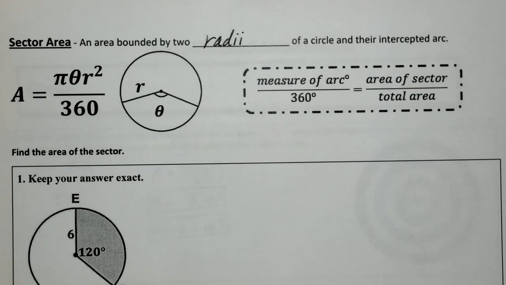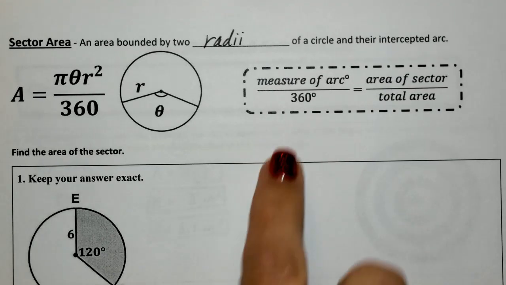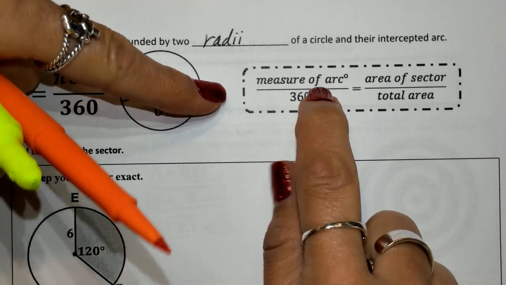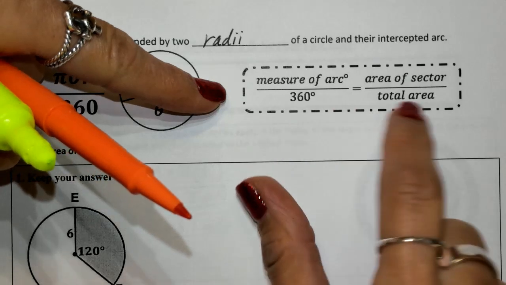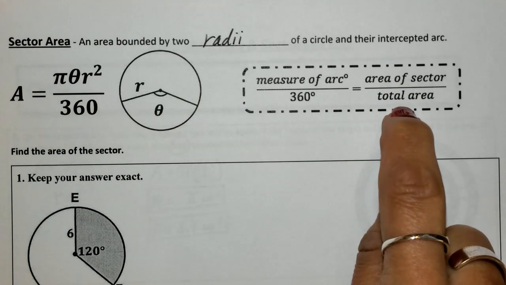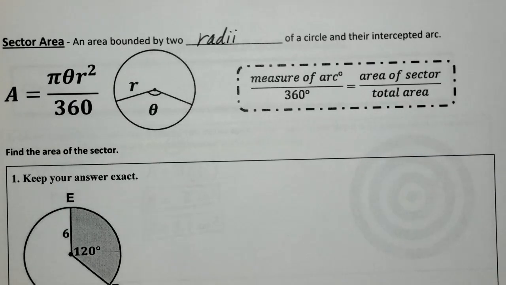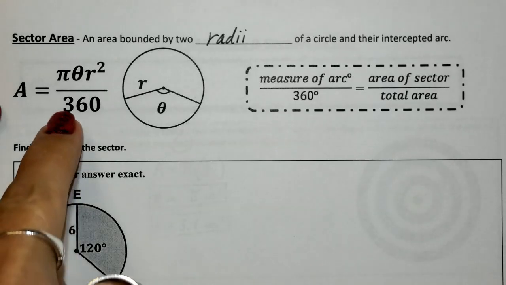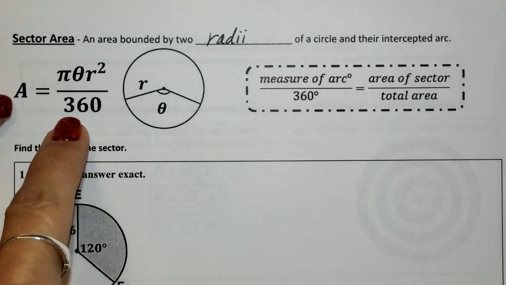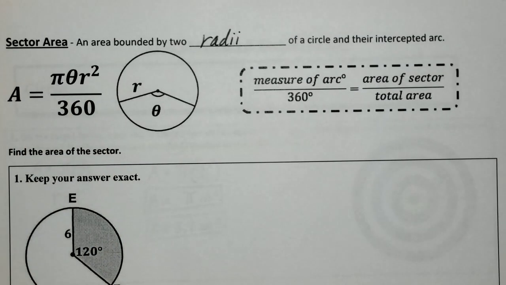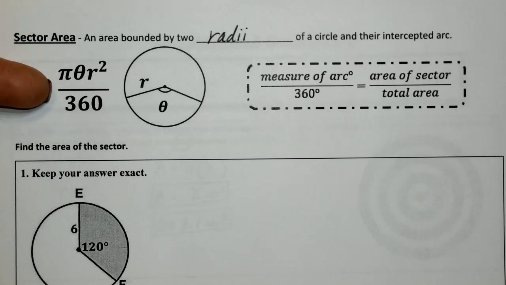Now, the original formula for sector area is over here as proportions. You're going to take the measure of the arc, which is the same as the central angle, over 360 equals the area of the sector, which is going to be our unknown, over the total area. So you'd have to go find the total area. Some of us have taken this proportion formula and we have done the cross multiplying and dividing to create a shorter formula right here, where all you have to do is plug in for theta and plug in for the radius and plug it into our calculator. So this is going to be the formula I will use.